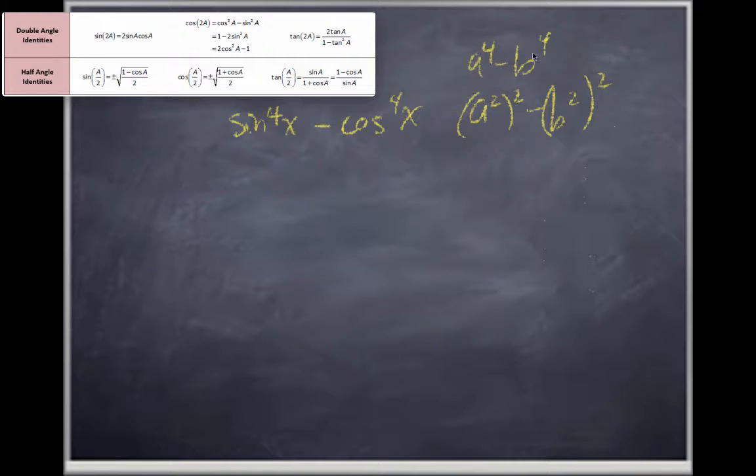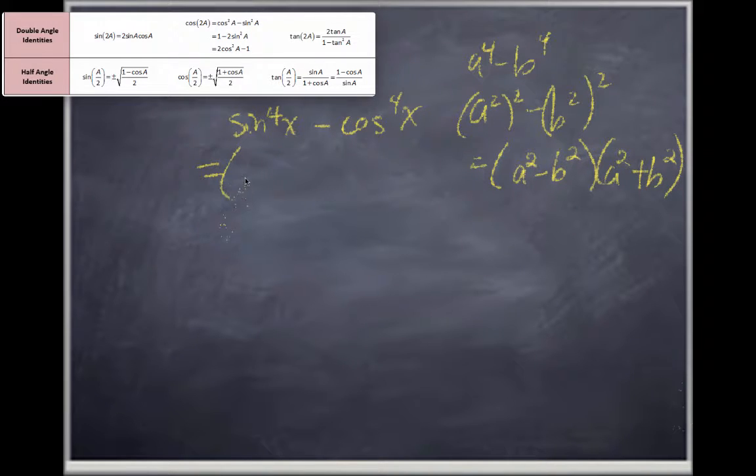And really, if this is any even number, if this had been 6, this would be cubed squared. If it was to the 20th, it would be to the 10th squared. But any even number, it can be split like this. And then what you have to remember is that this is the first parentheses minus the second, and then the first parentheses plus the second.